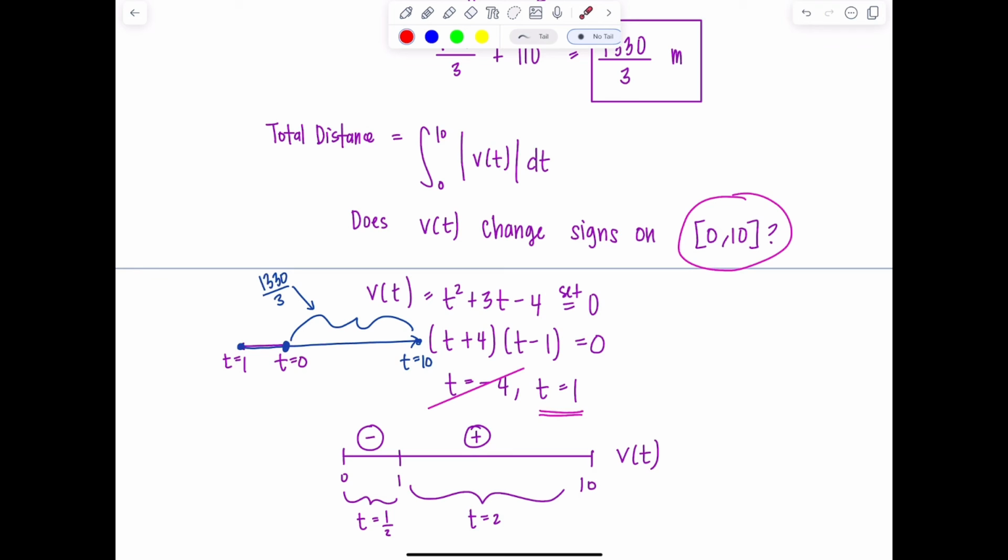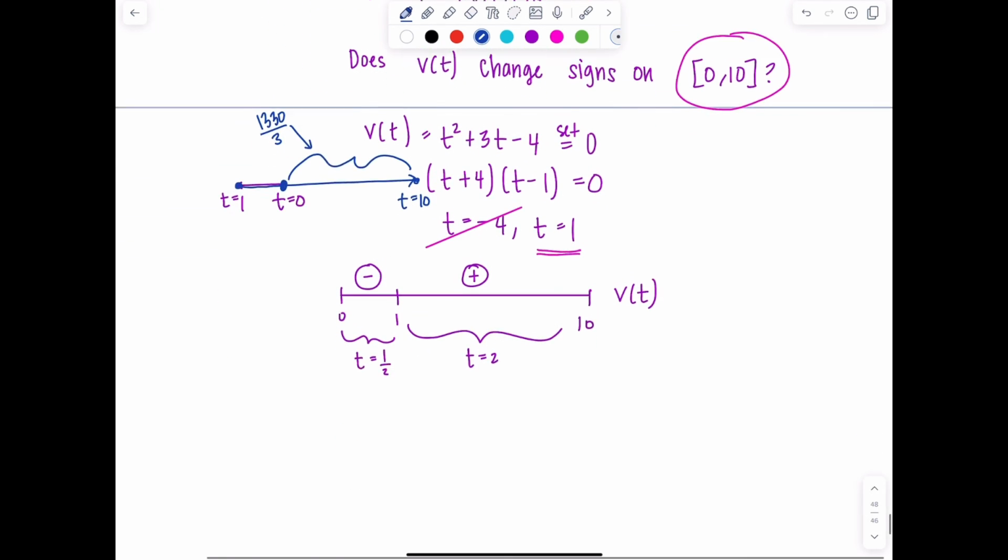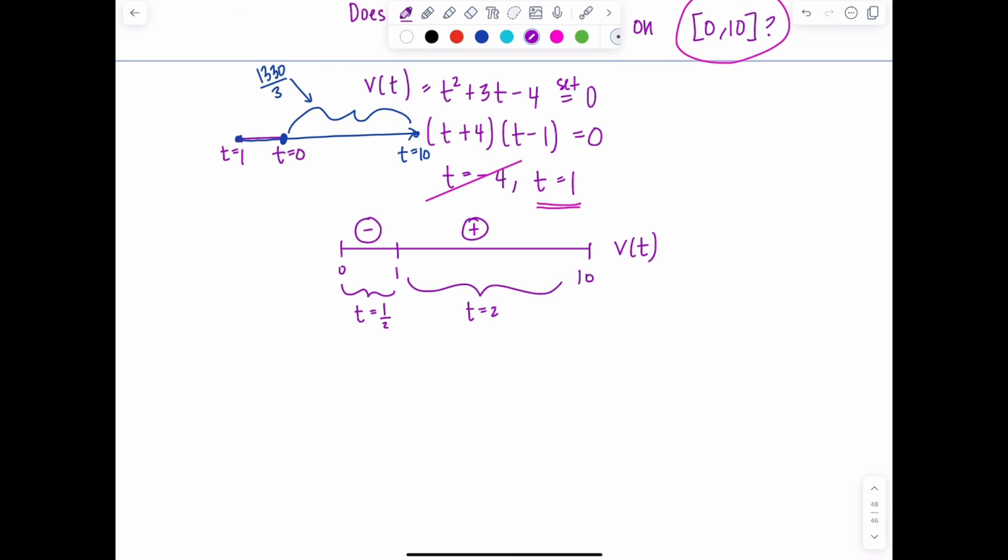So how to do it? Well, I know that this portion here is going to come out negative. I'm going to break up my integral. So instead of going from 0 to 10 all in one shot, I'm going to have to go 0 to 1 and then 1 to 10. All right? Allow me to show you. So total distance traveled is going to be integral from 0 to 1 of v of t dt.